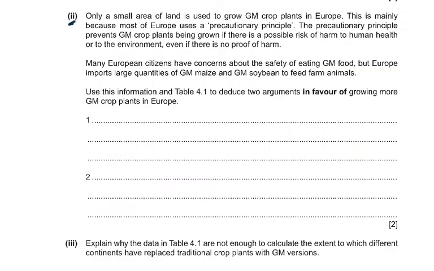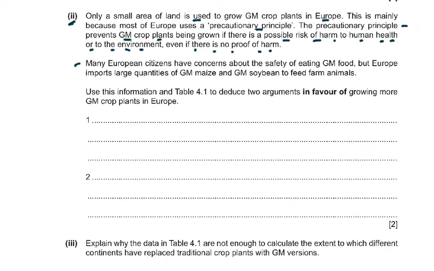Part 2, only a small area of land is used to grow GM crop plants in Europe. So if Europe is 100, we're only using 2. I'm just giving you an idea of a small area of land. This is mainly because most of Europe uses a precautionary principle. The precautionary principle prevents GM crop plants being grown if there is a possible risk of harm to human health or to the environment, even if there is no proof of harm. So they are very extra careful.